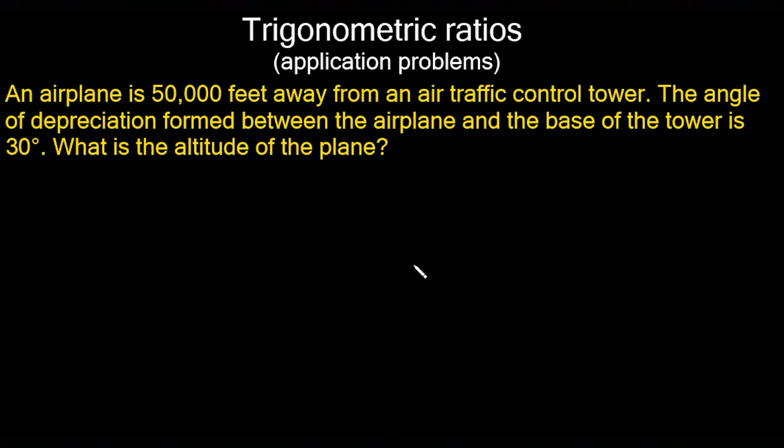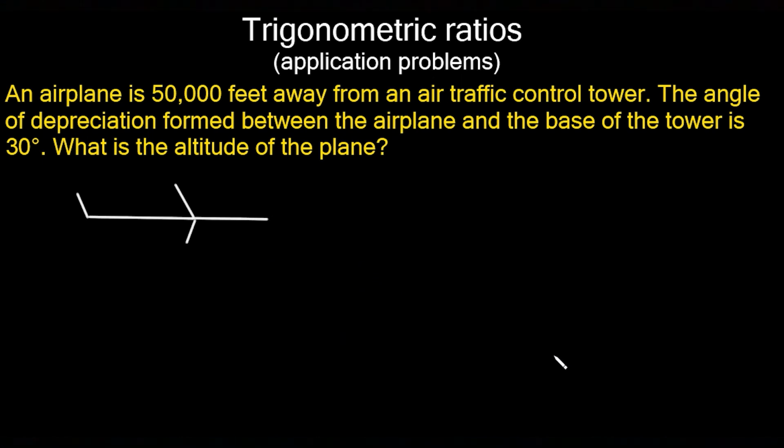So here's our next example. It says an airplane is 50,000 feet away from an air traffic control tower. The angle of depreciation formed between the airplane and the base of the tower is 30 degrees. What is the altitude of the plane? So we can go ahead and put on a plane. Again, it does not have to be perfect, but here we go. Here's my airplane, right? Here are the wings. And there we go. There's the airplane, right? And we know that it's going to be 50,000 feet away from the air traffic control tower.